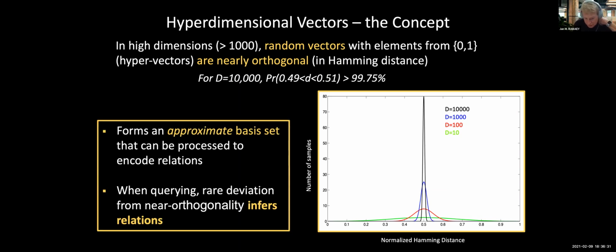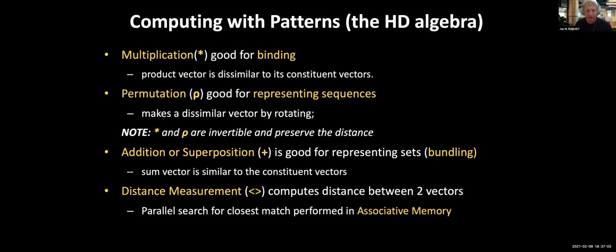So the whole idea: random patterns, we use those to form an approximate basis set that then can be processed to encode relations. What we're looking at is not encoding a mathematical function, but encoding relations between various patterns. And once you see two vectors that, when queried, show that they're close to each other, not orthogonal, that means typically there's some relationship between them. So that's the basic idea behind the whole thing. And then we can perform operations on them.